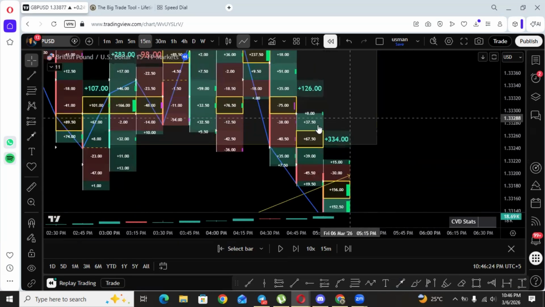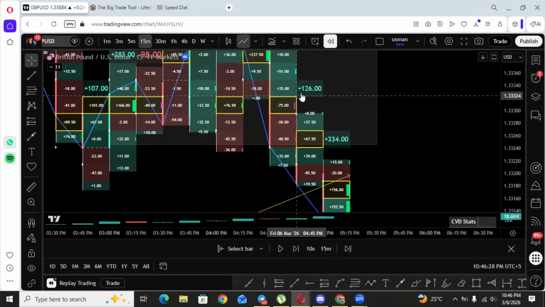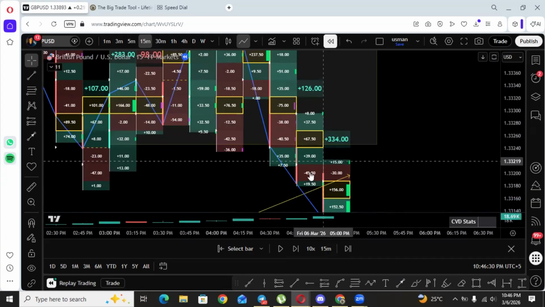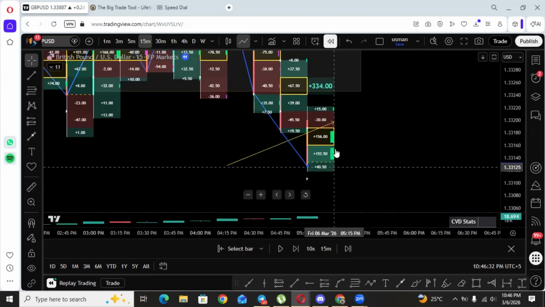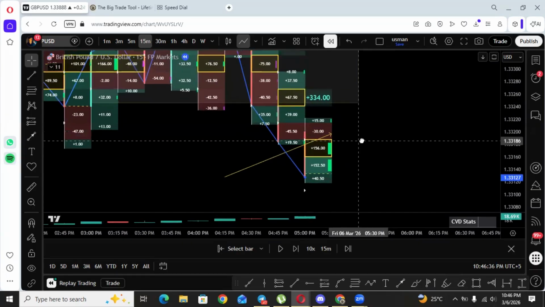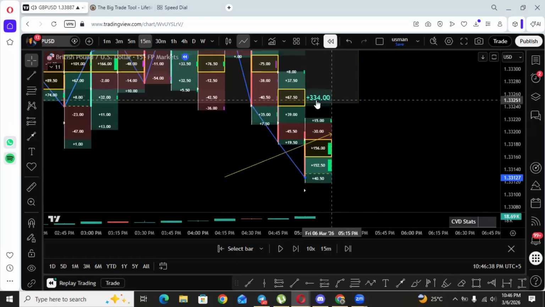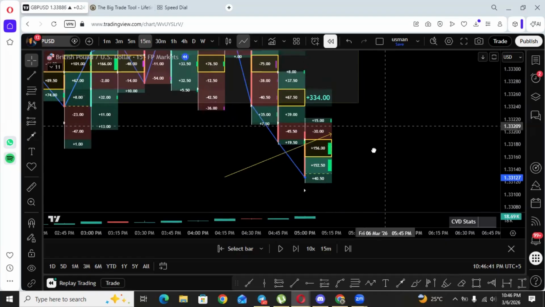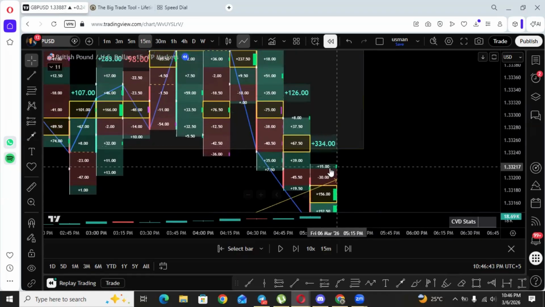When the next sell candle forms, because institutions were taking positions on the upside, delta turned positive 126 in this candle. And when this candle forms, which has strong buying imbalance at the different price levels, the delta was 334 at this point, very strong, double the previous candle.